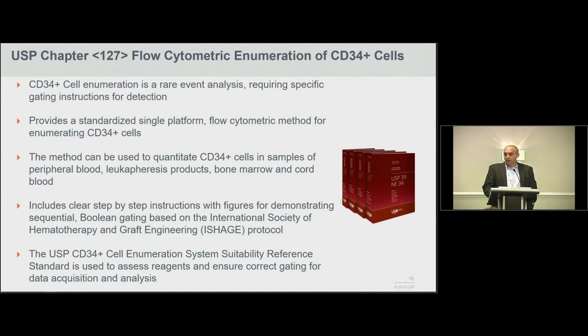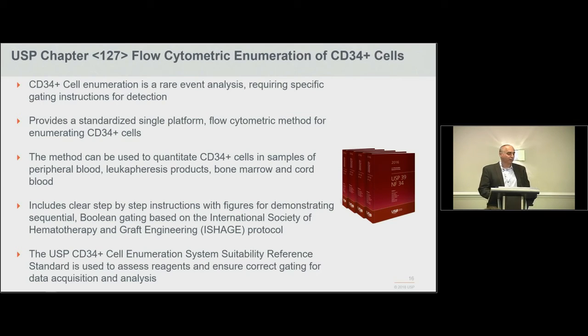So we're talking here about the enumeration of a rare event that requires specific gating instructions for detection. The goal of this chapter is really to provide a standardized single platform procedure based on a flow cytometry method for the enumeration of CD34 positive cells. The method can be used to quantitate CD34 positive cells in different types of samples: peripheral blood, leukapheresis product, bone marrow, and cord blood. You're probably familiar with the ISHAGE protocol.